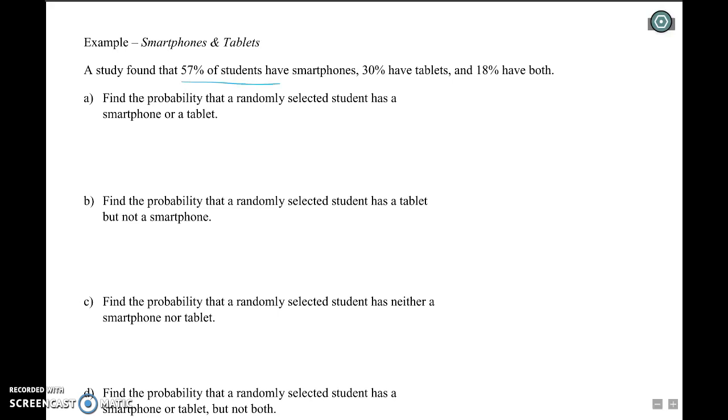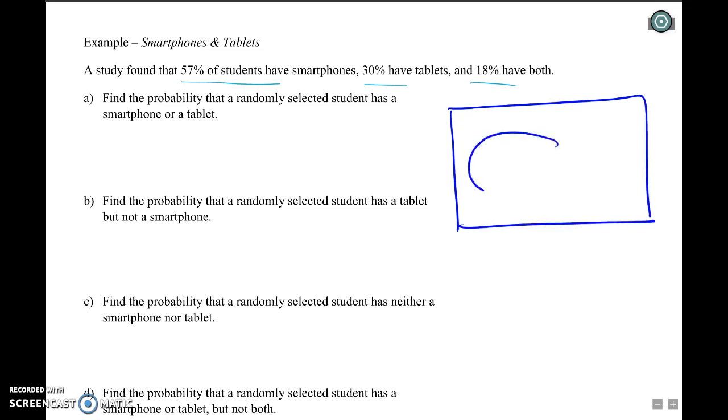And for me, when I see this and this and this, and I want to calculate the probability that someone has a smartphone or a tablet, it doesn't really click with me automatically. Maybe for you it will. So I need to organize my information, so I'm going to go to a Venn diagram. I basically have two groups of people. This is smartphones and this is tablets.